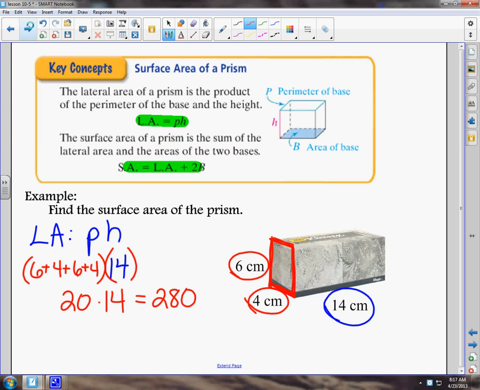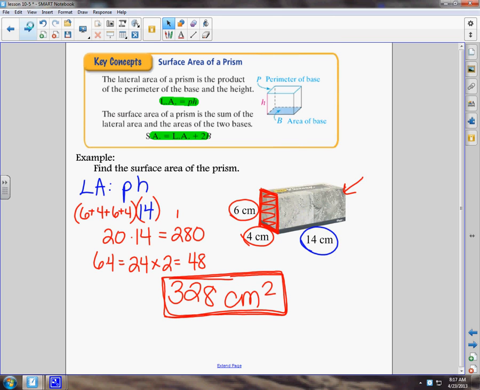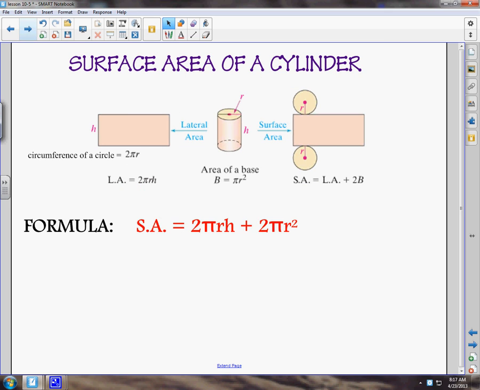And then I'm going to add twice the area of the base. Well, the base is 6 times 4, which is 24. And I have to multiply that by 2 because I have this base and the one on the back. So that would be 48. And then I add those two together and you get 328 centimeters squared. So that's using the formula. You can do the formula or you can do each separate rectangle. Doesn't matter.